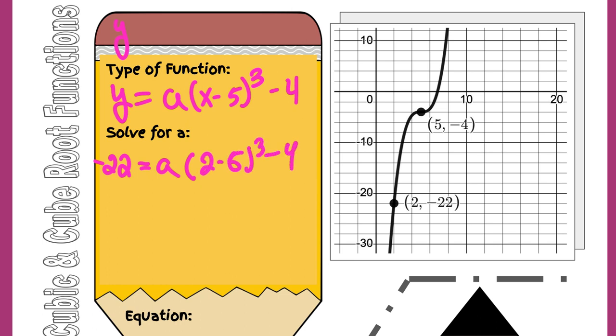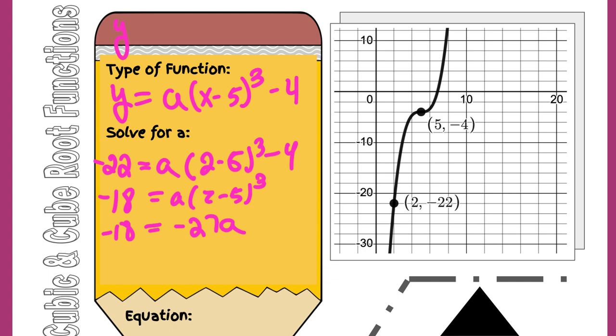What do I do first to solve this? So I get negative 18 equals a times 2 minus 5 cubed. Now what? Cubed. So I get negative 18 equals negative 27a, because negative 3 cubed is negative 3 times negative 3 times negative 3, which equals negative 27.